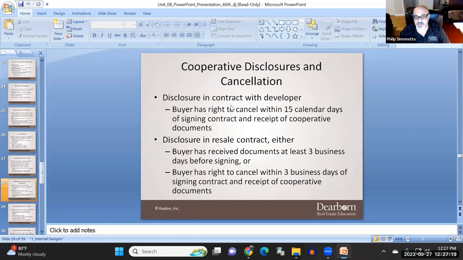So if you get the contract and the docs, and 2 days in you don't like it and want to cancel, you cancel and get your money back. After 3 days, you can't cancel anymore. Now, if a buyer is buying a resale and the agent never gives you the documents, and it's 2 days before closing, the buyer can cancel and get their money back, because they have the right to the documents and 3 days to review them.